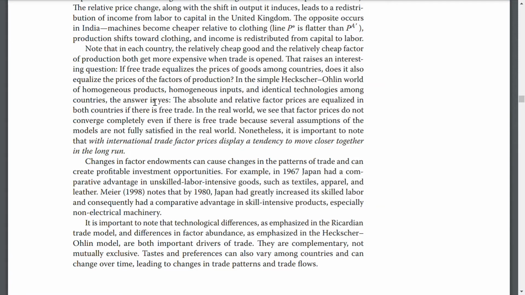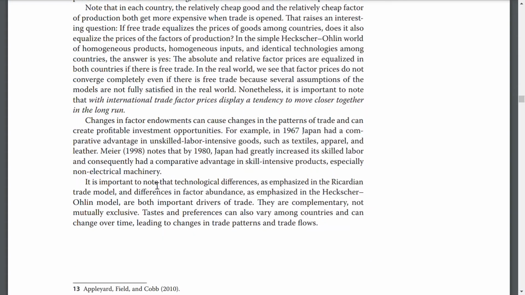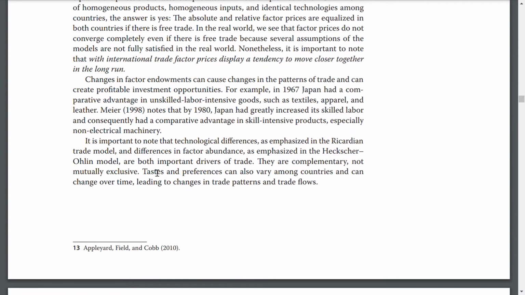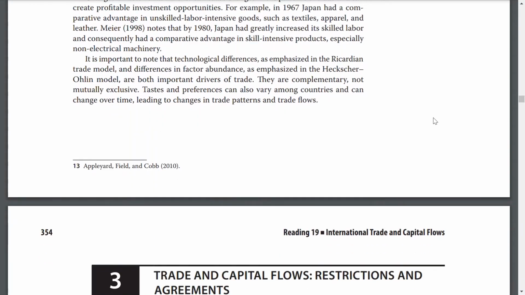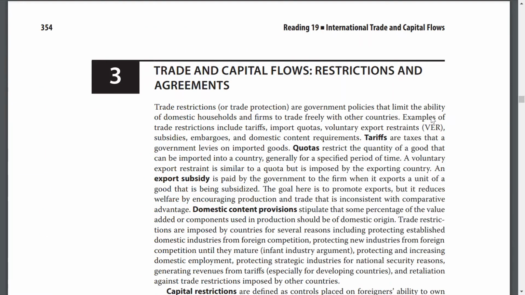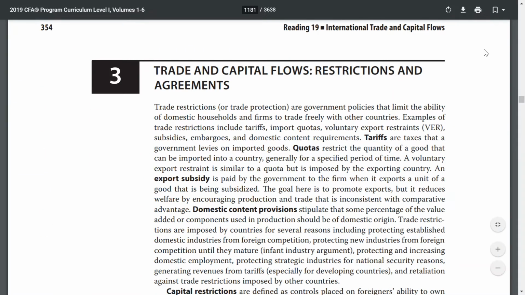It is important to note that technological differences, as emphasized in the Ricardian trade model, and differences in factor distributions, as emphasized in the Heckscher-Ohlin model, are both important drivers of trade. They are complementary, not mutually exclusive. Tastes and preferences can vary among countries and can change over time, leading to changes in trade patterns and trade flows. So that's Reading 19, the first part.